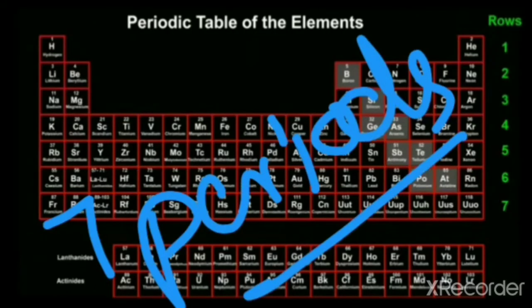Why does it have 7 periods? When you observe the table here, there are 7 horizontal rows. Therefore, these are called 7 periods.